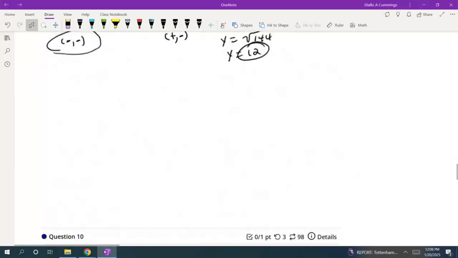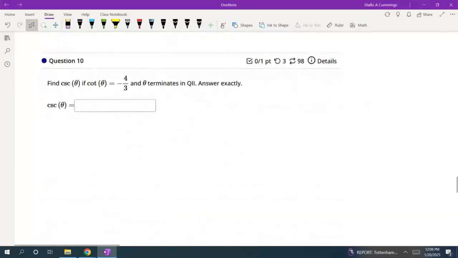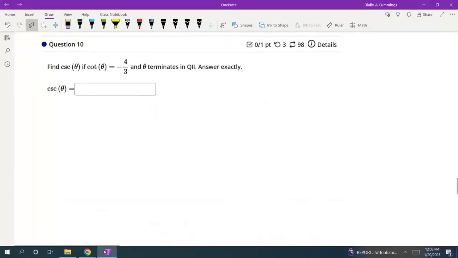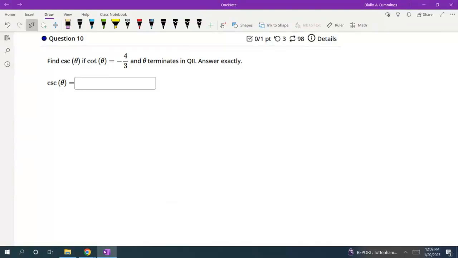And we'll take a look at one more. We're given that the cotangent of theta is equal to -4/3, and it's in quadrant 2. We're asked to find the cosecant. So we're going to repeat the process. We're going to sketch an angle in quadrant 2. We're going to plug in the given information. Then we're going to solve for a cosecant.